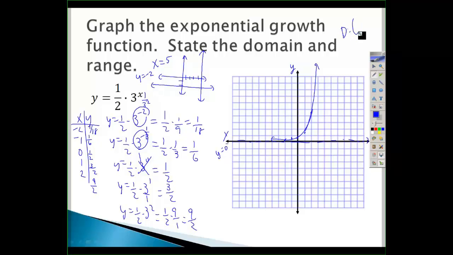Domain and range, real quick, let's just do those. Domain, once again, goes to the left forever, goes to the right forever, so we're going to say it's all real numbers, from -infinity to +infinity. The range, the lowest number to the highest number this time. The lowest, it's never going to cross 0, so we're going to say 0 is the boundary. It's never going to touch 0 either, so that's why we're putting a parenthesis. And the highest number is +infinity. We don't know. It goes on forever towards the top with a parenthesis.